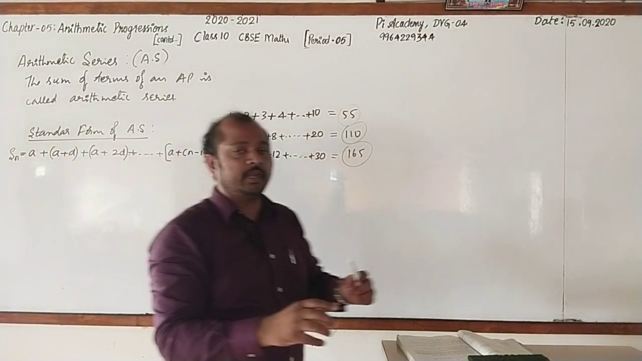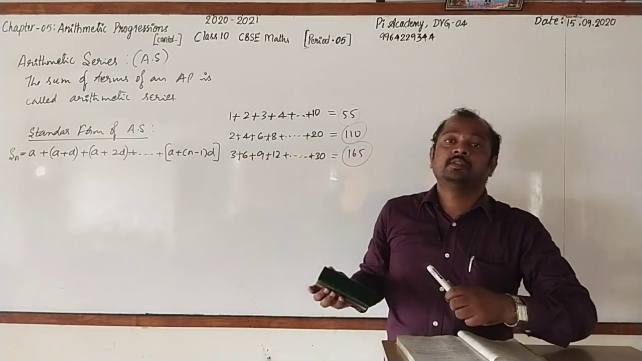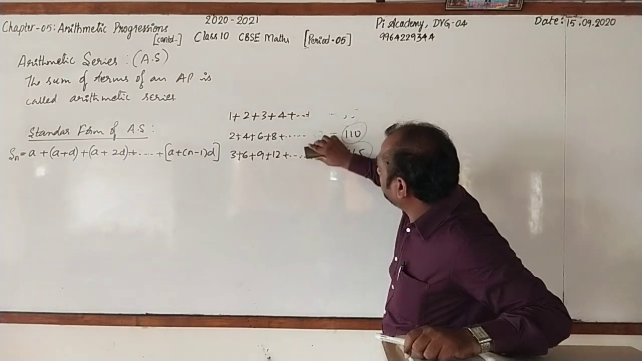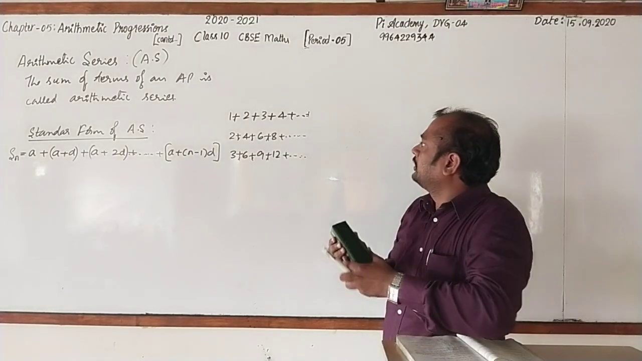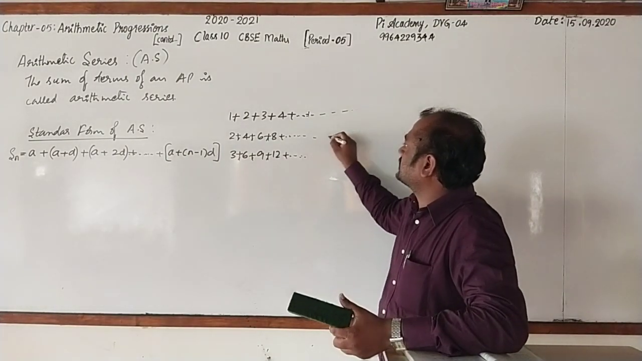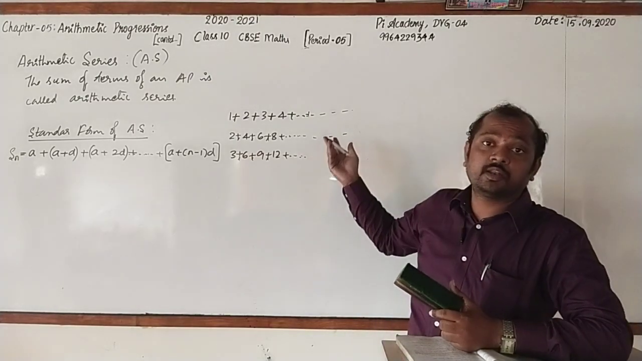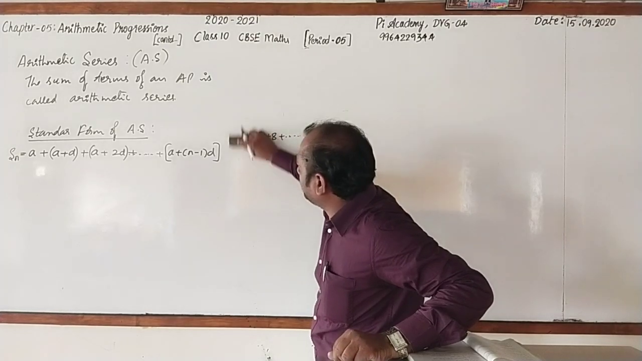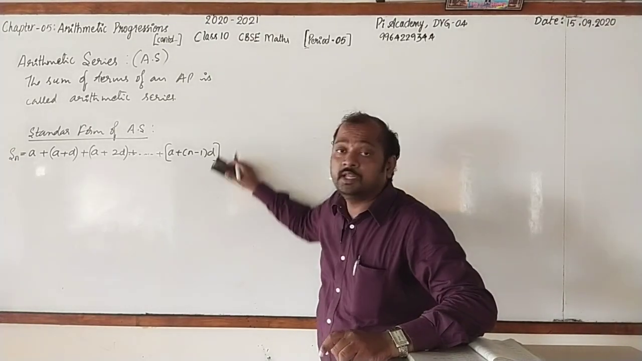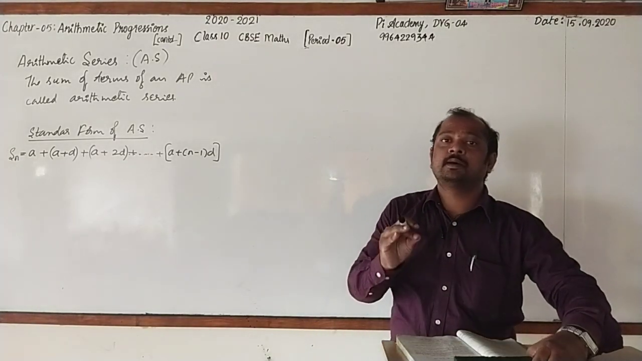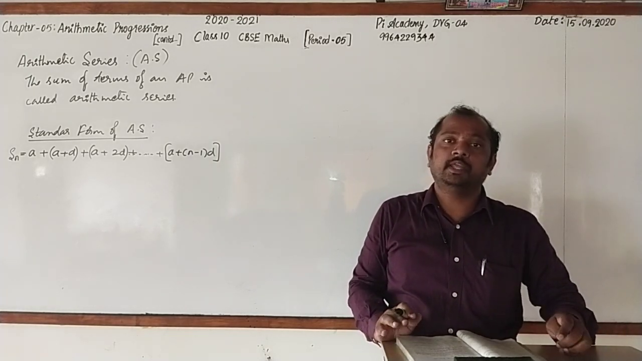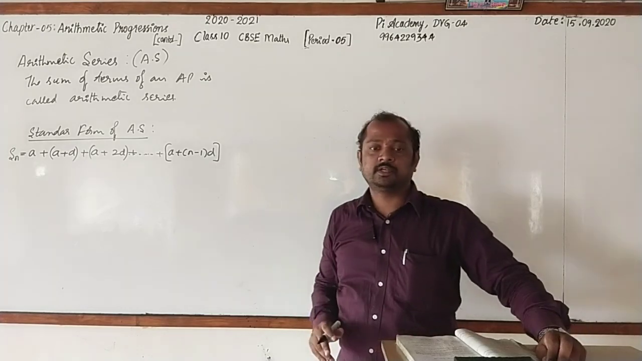Then how to find out the sum of n terms of an AP? Here we have a particular number of terms, but if it is like this, there are n number of terms. To find out their sum, we have a formula. Let us go for deriving that. That is the sum of n terms of AP. Let me write that.